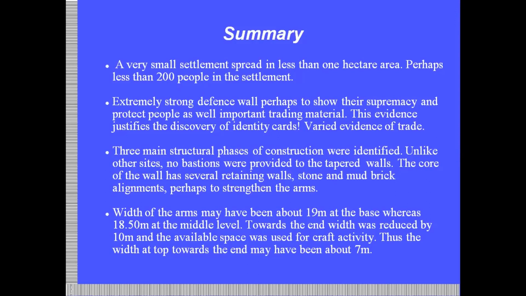So the discovery of identity cards from the site seems to be quite important. They may be signifying important trade activity. Three main structural phases of construction were identified. Unlike others, no basins were provided to the tapered wall, and the walls have several retaining walls, stone and mud brick alignment, perhaps to strengthen the arms. The width of the arms may have been about 19 meters at the base, whereas 18.5 was already identified, measured at the middle level. Towards the end, the width was reduced to 10 meters, and finally the wall may be about 7 to 8 meters on top.